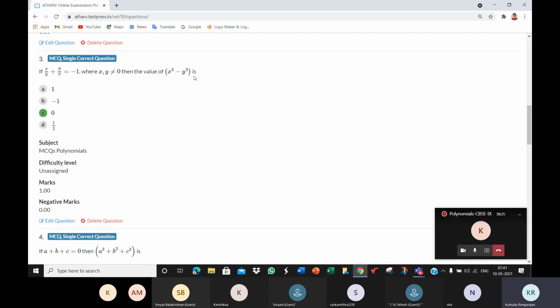Now this is x cubed minus y cubed, which is x minus y into x square plus xy plus y square. But we know that the value of that second expression is 0. So it will be x minus y into 0, which is 0. So the value of x cubed minus y cubed is 0. I repeat, children, you must be working it in a book. Only that way you can understand better.